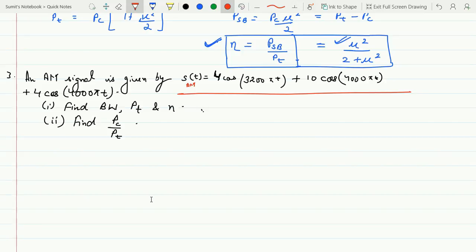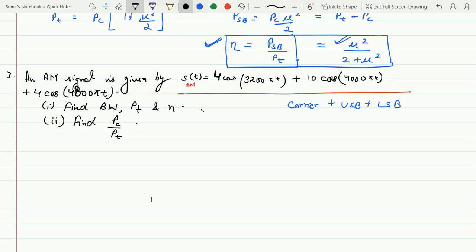What you can find out from here is, because it has given 3 terms, if you remember, what would be the 3 terms? One would be your carrier, one would be your upper sideband, and one the lower sideband. So the 3 components would be carrier, upper sideband and the lower sideband. So okay, there's a little bit of mistyping here, this one should be 4800.